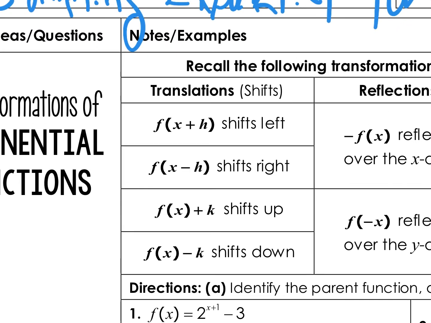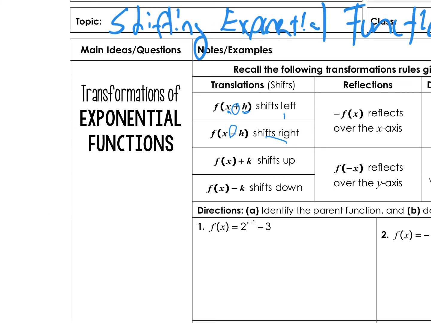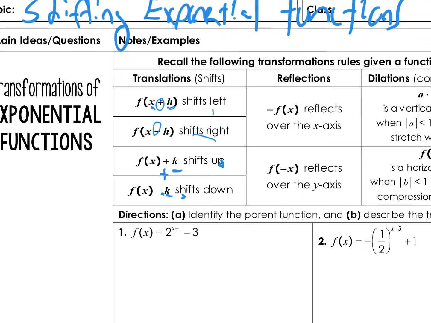When you add a number to the x, you're always shifting it in the opposite direction. We add, we go left. If we subtract, we go right. If the function has a number outside of it plus a number, we're shifting up. If we're taking away a number at the end, we're shifting it down. Those are the common ones.